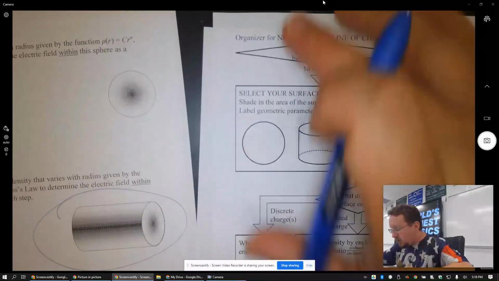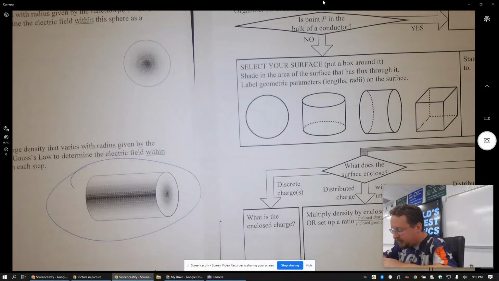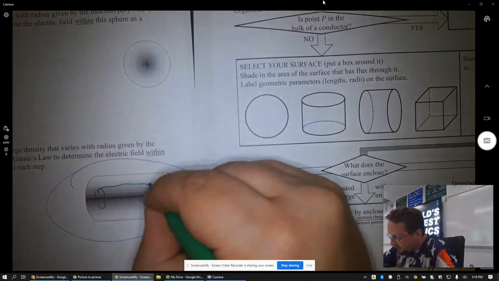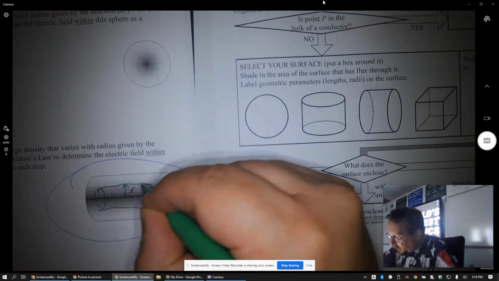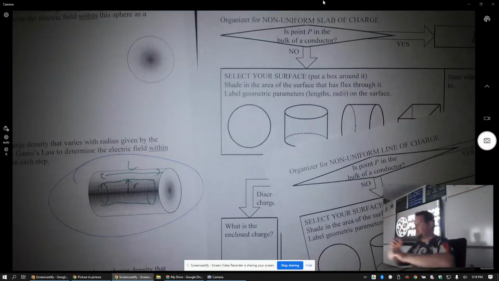All right, so I feel like the surface I'm going to use is going to be something like this. R, and the length is L, right?